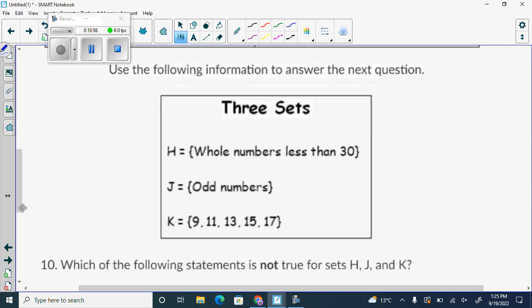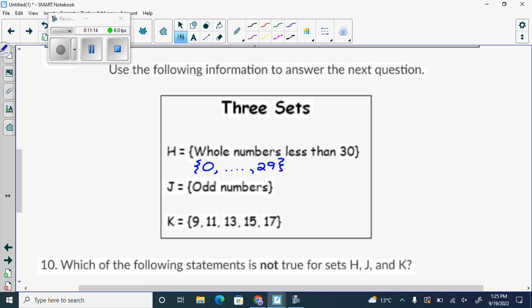Here we have 3 sets. Whole numbers less than 20. Whole numbers less than 20 start at what and go to what? 0, because it's the very first whole number, because it's the number with a whole, and they go to 29. So we know we're going from 0 all the way to 29.